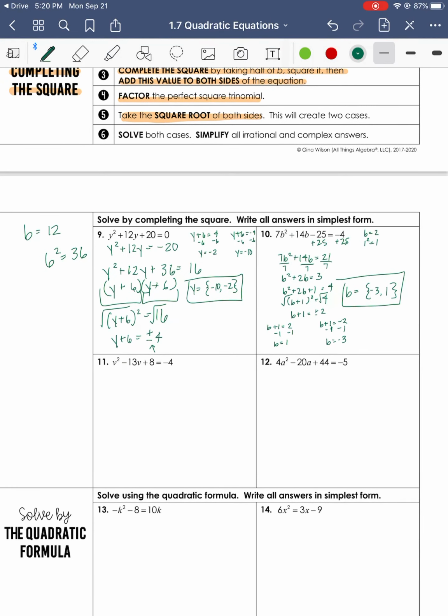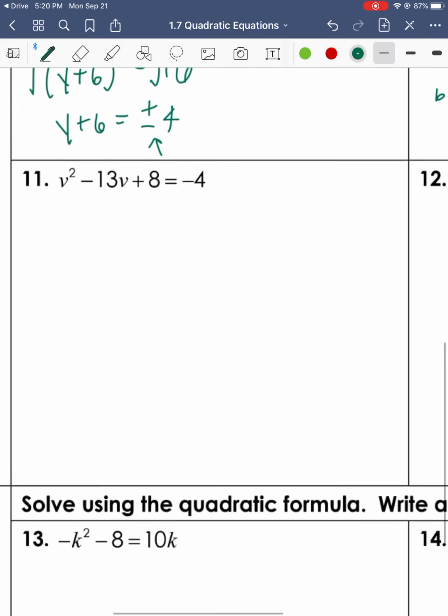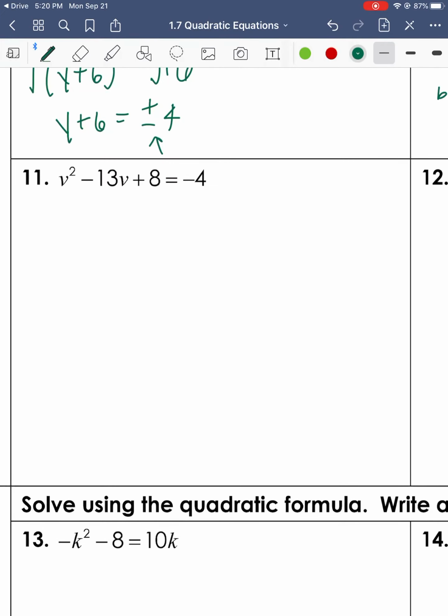Let's look at one more, just because this is kind of a tough concept here, and I want to make sure you guys get it. So we're going to move this constant over to the right here. We get v squared minus 13v is equal to negative 12.